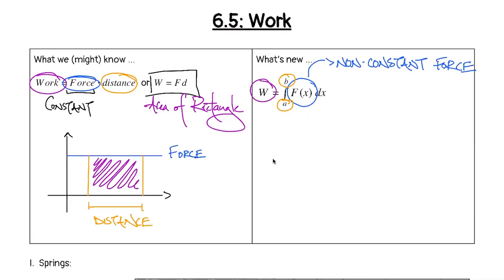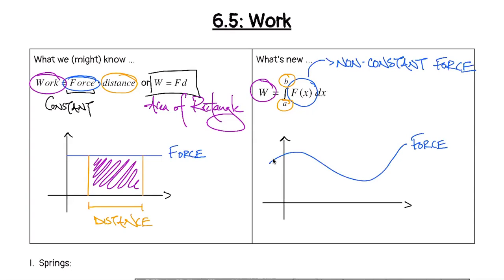And so if we think about a diagram, we might end up with something that is a little bit more squiggly in nature, right? And this would be our force.